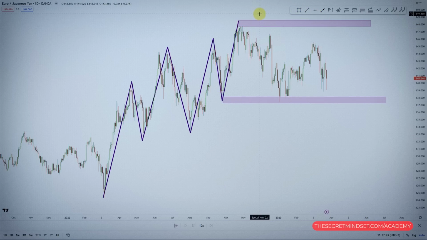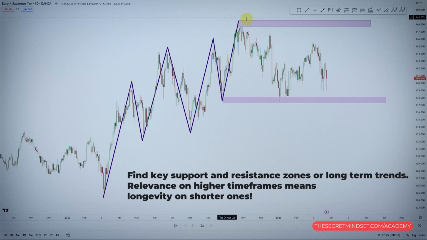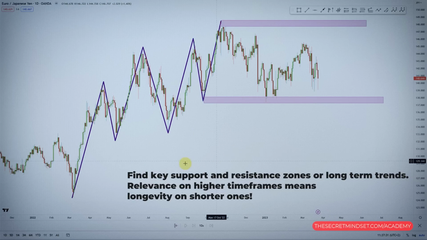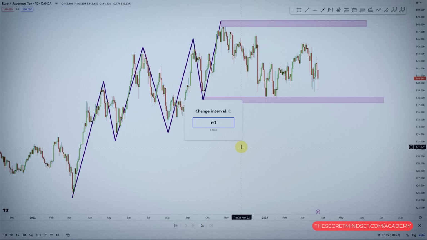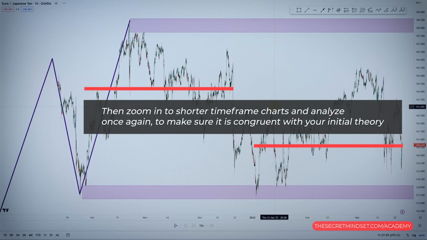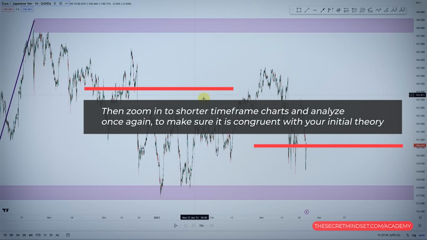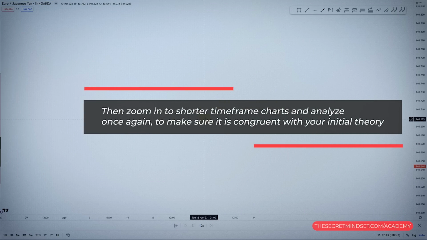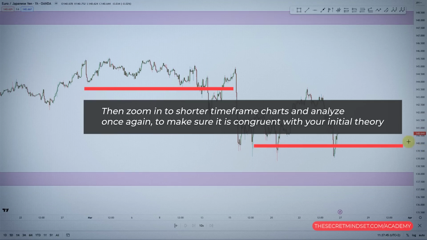You can see certain key support and resistance zones or long-term trends. Remember, relevance on higher timeframes means longevity on shorter ones. Once you have found your ideal setup, you must then zoom in to shorter timeframes and analyze everything to make sure it is congruent with your initial theory.